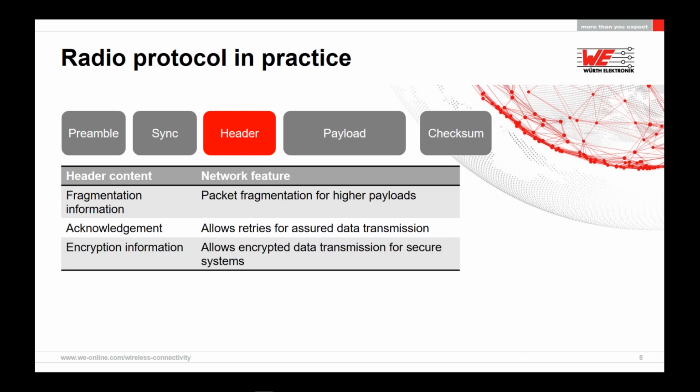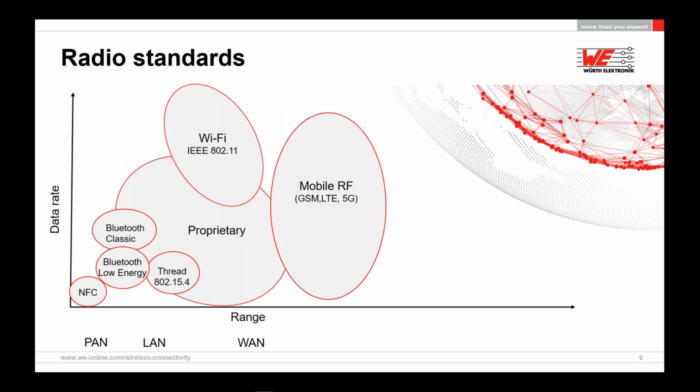Let's look at one further. Also in the header content, as I address, is my fragmentation information. If my package is fairly long, I could actually break it up into smaller packages. If I have higher payloads, I could have acknowledgement information in here, which allows retries for assured data transmission. It verifies my data transmission. And also the possibility of data encryption, which is becoming more and more important nowadays. All right, let's dig in and see what else.